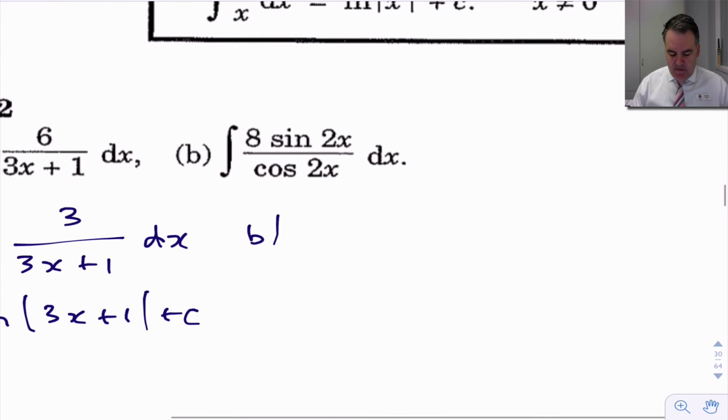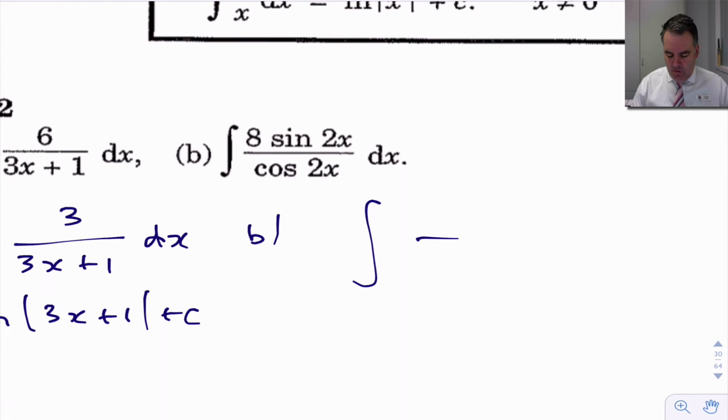For part B, exact same thing. What I want is the derivative of cos 2x on the top line. And these are hard to recognize at the start, but once you get going, you'll be fine. You'll recognize them. So the derivative of cos 2x is negative sine 2x times 2. So negative 2 sine 2x. That is what we want.